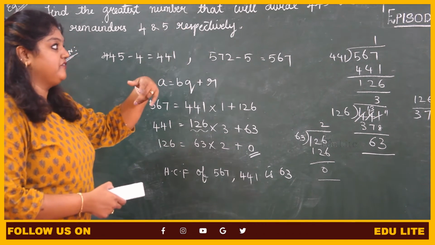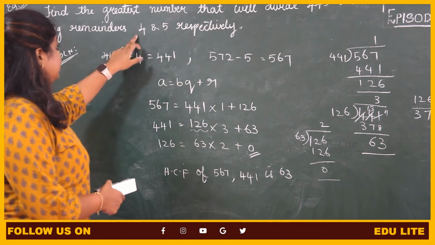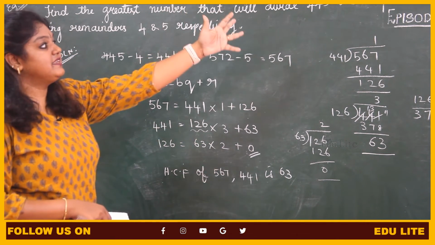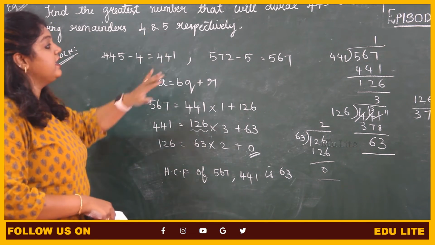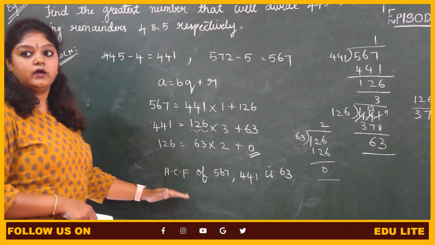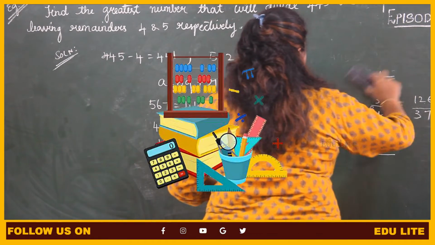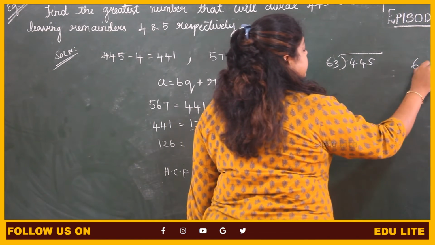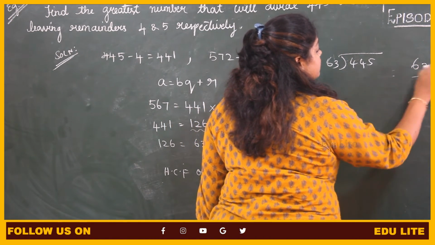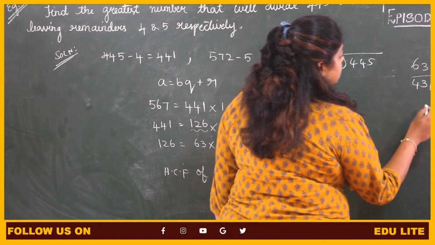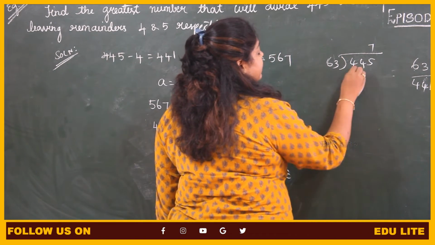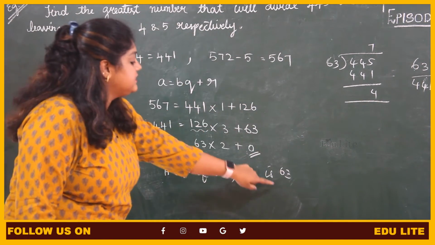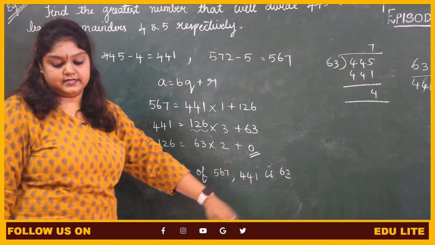That we can also cross verify. I will divide 445 by 63. It must give the remainder 4. If it gives that, then my 63 value is right. Again 572 divided by 63, if it gives me 5, then the steps we used to find it were right. So 445 divided by 63, let us do it. 63 into 7 is 441, so it gives the remainder 4. So that is what is mentioned in the question. So the 63 we found as the greatest number is right.